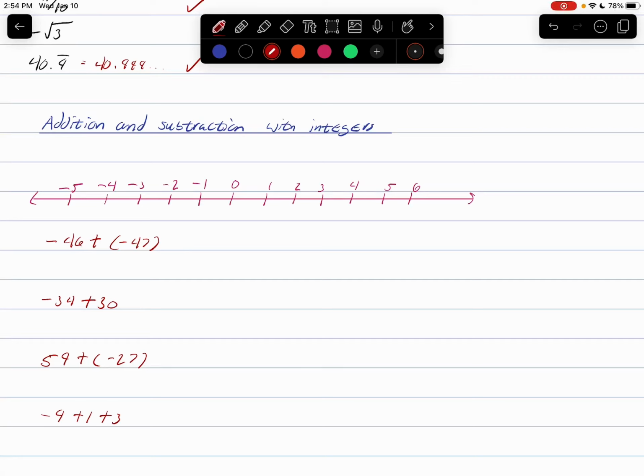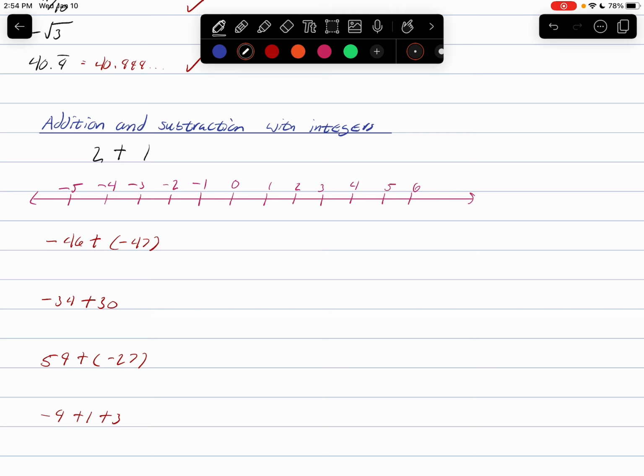So now I want to go over some basic addition and subtraction rules when dealing with integers. We can start here with our number line. Notice I have it from -5 to 6 here. Let's say we want to take the number 2, and we're going to add 1 to it.